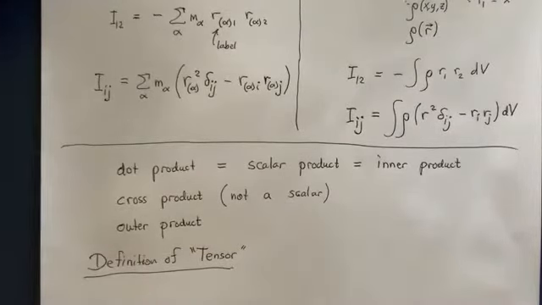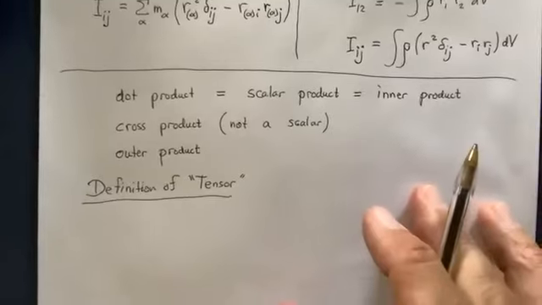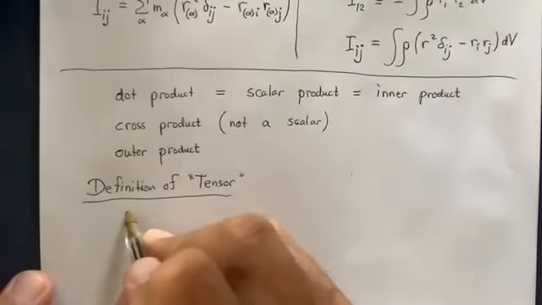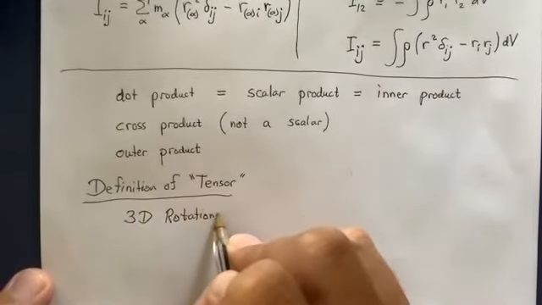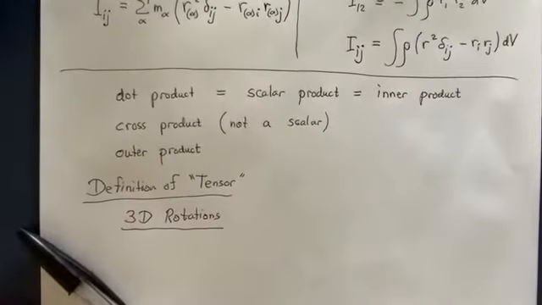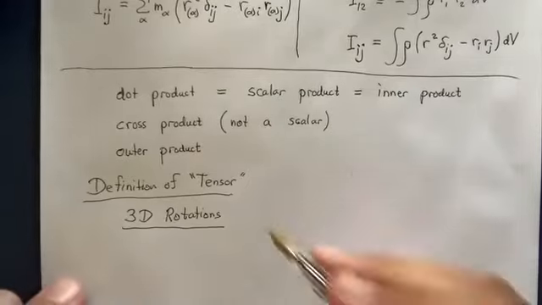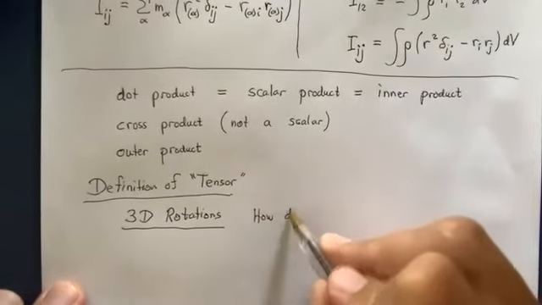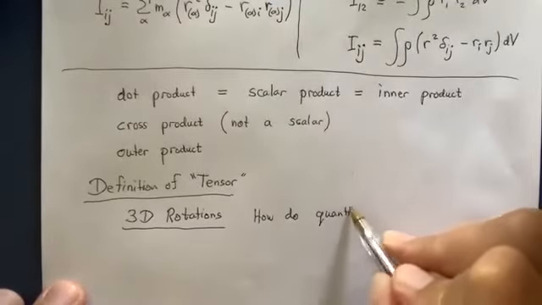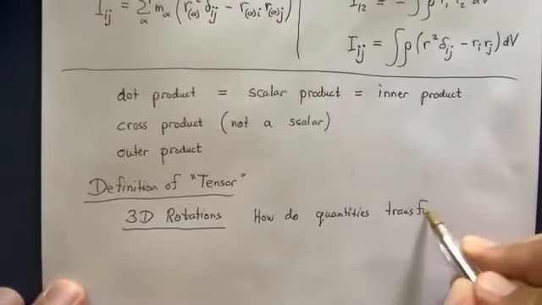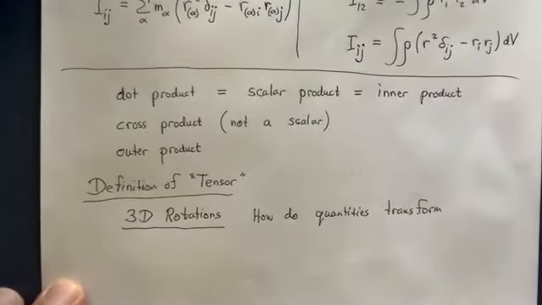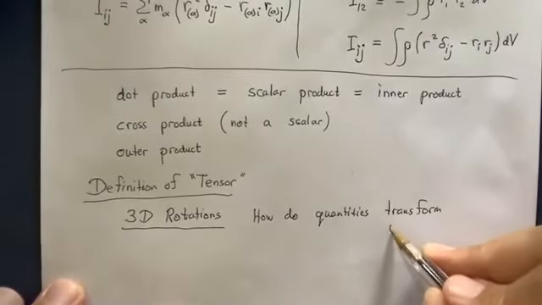Okay. And we're going to be interested in three-dimensional rotations. Okay. So that's important to point out. For what we're doing, we're interested in how things transform under rotations. So the question is, how do quantities transform under rotations?